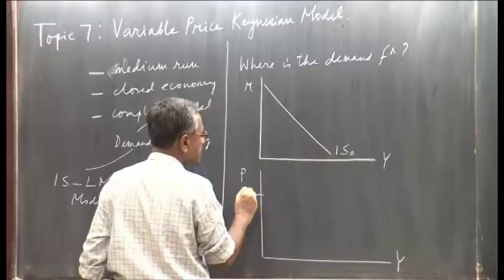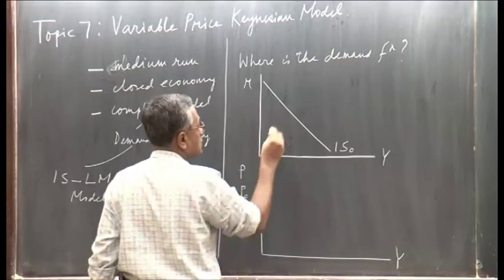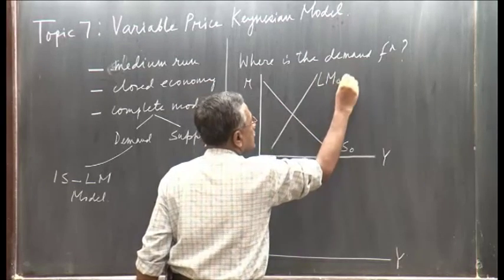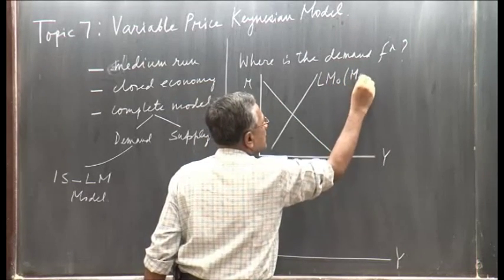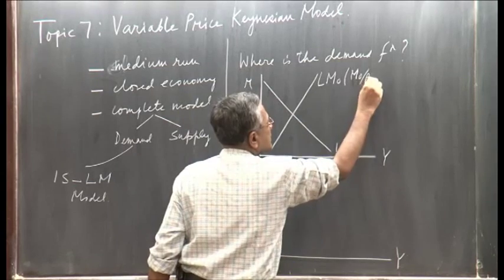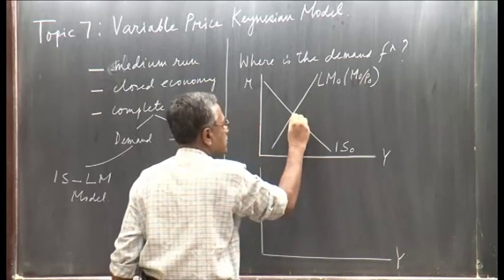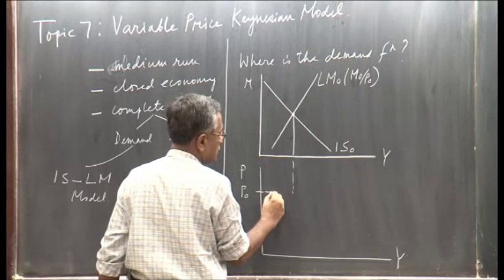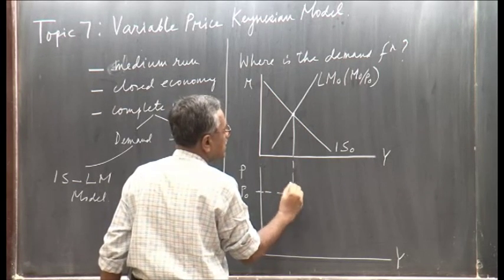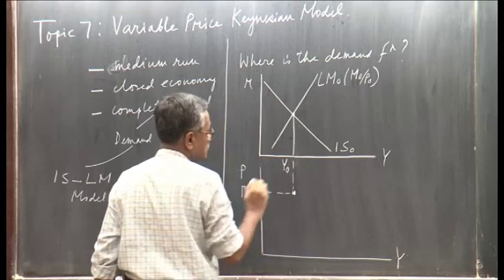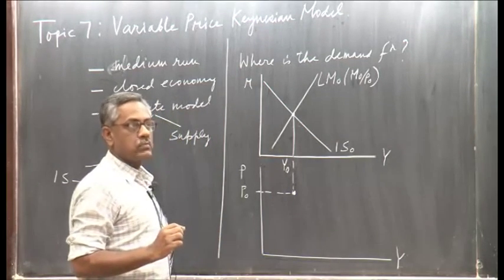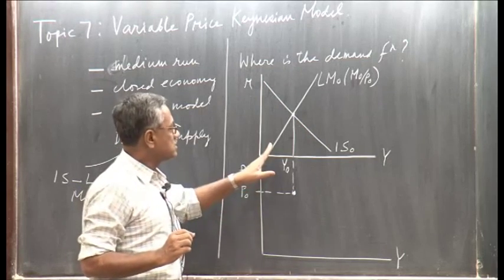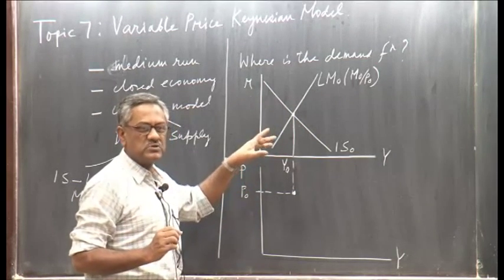You take a price level P naught. Suppose there's an LM function which depends upon some money supply and prices, say the P naught price. That's the equilibrium point. That's the amount of output produced. Now you get a coordinate for that level of output, Y naught. Suppose some price at which the LM function has been obtained using that price.